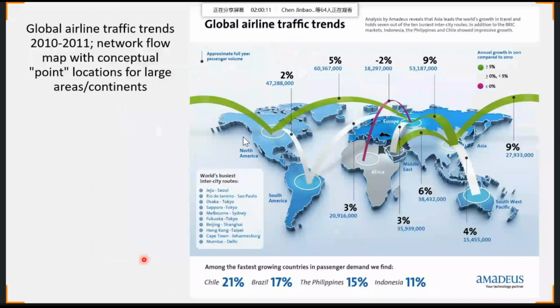This is also about air, but this is about global airline traffic trends. So it's a scenario, a model, a simulation of what will happen in the near future. But it's an older map, so the future here means the time from 2010 to 2011. And this is also a network flow map. And these conceptual points, they just represent larger areas.